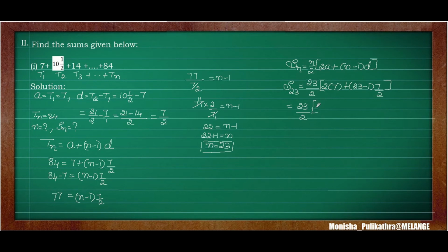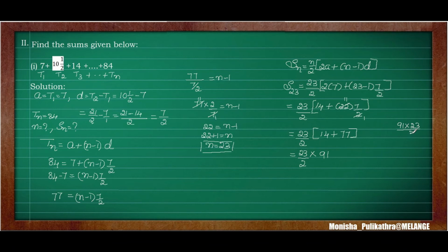Next, 2 7s are 14 plus 23 minus 1 is 22, into 7, by 2. Here 2 1s are 2, 2 11s are 22. So next, 23 by 2 into 14 plus, here we can see 11 into 7 is there. 11 into 7 is 77. Here 23 divided by 2 into 77 plus 14 will be 91. So next we need to multiply 91 into 23.